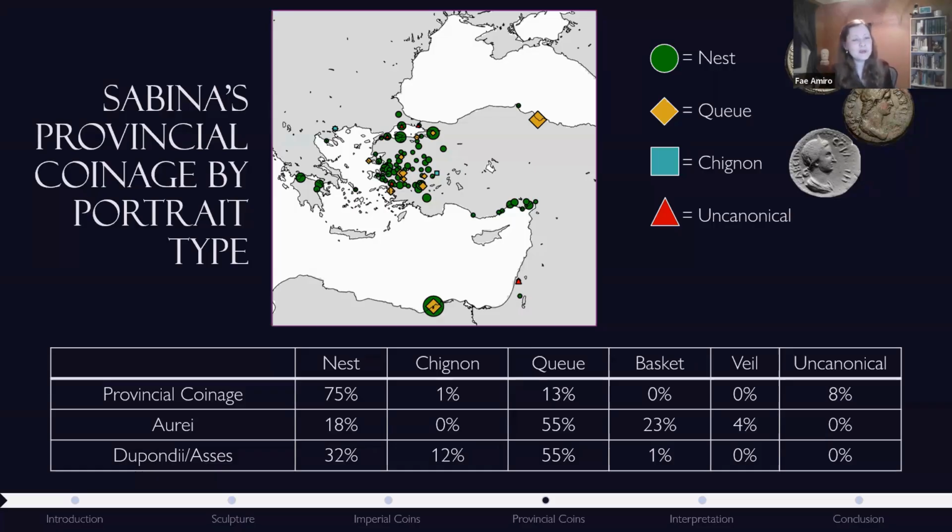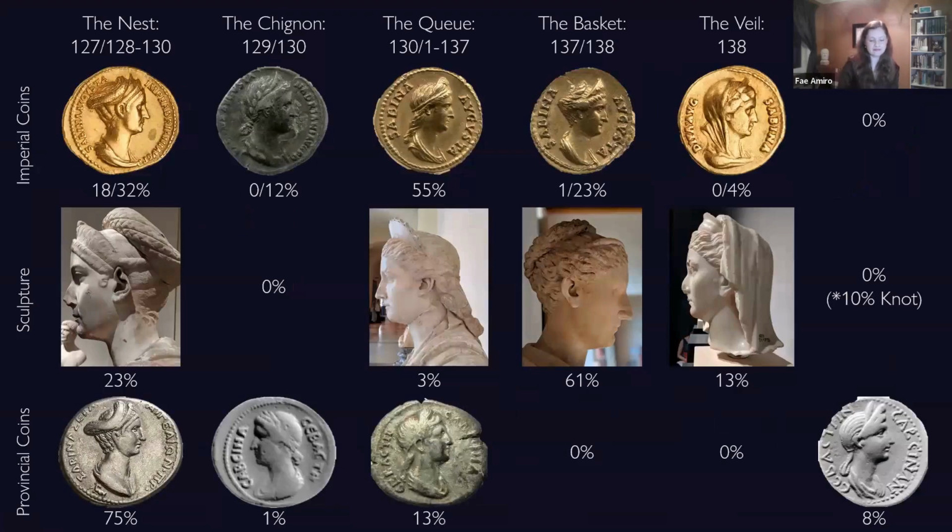So what can we make of these major distinctions? This lack of correlation in the typological distribution shows just how different these three media were, which suggests probably differences in the motivations behind their production.